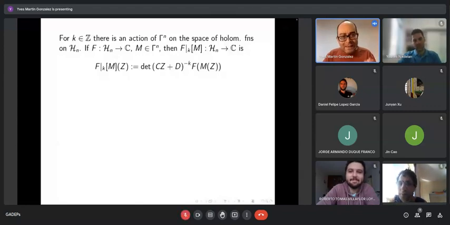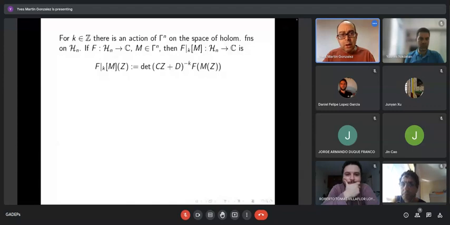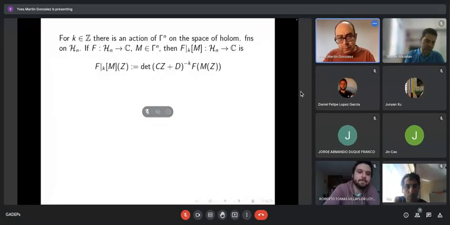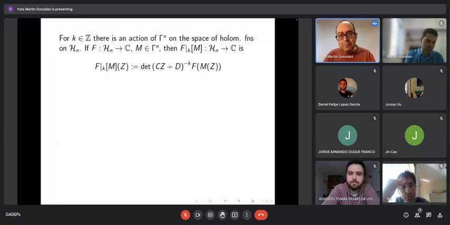Okay, so for any integer k, you have an action of the group Gamma n on the space of holomorphic functions from Hn to C. Namely, if you have f from Hn to C, and you have any matrix M, you construct a new function, f slash M, and it's given like this. You take this factor, determinant of CZ plus D to the minus k, and you multiply this by f evaluated at MZ.